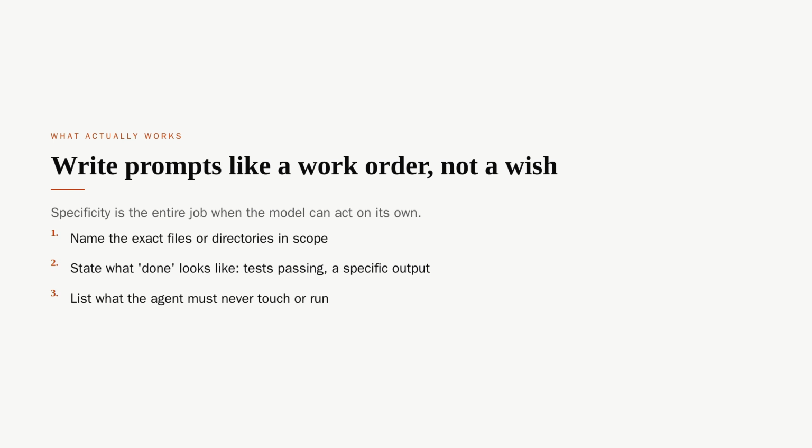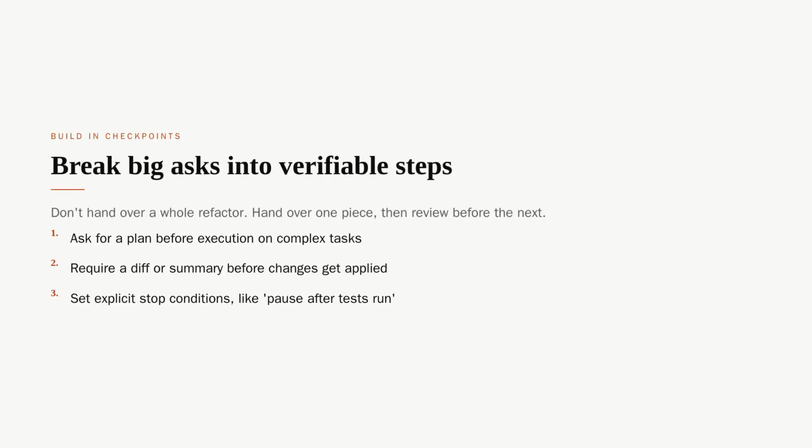For anything bigger than a small fix, don't hand over the whole task at once. Ask the agent to propose a plan first, review it, then let it execute one piece at a time. Require it to show you a diff before applying changes, and set a stop condition like pause after the tests run, so you stay in the loop instead of finding out what happened after it's already done.